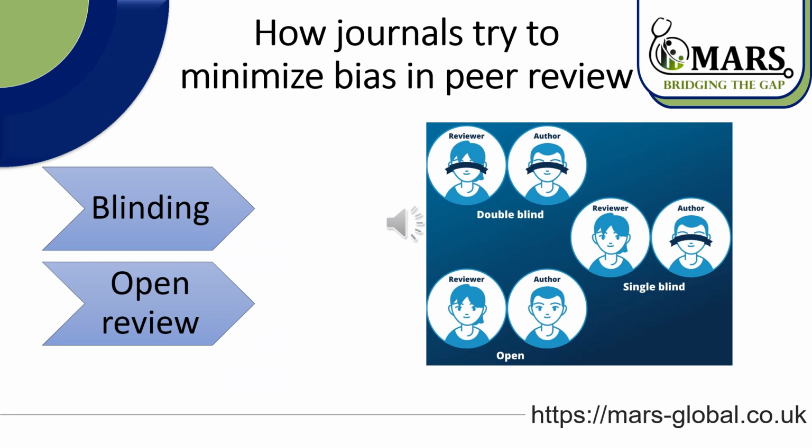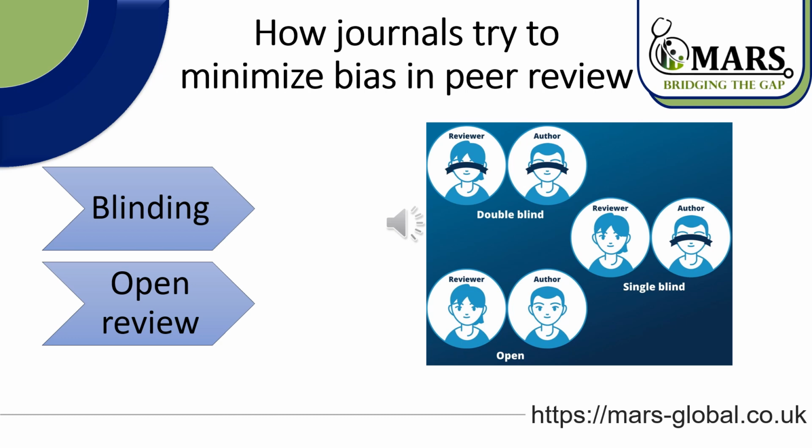Journals use different processes to minimize bias. The first process is blinding, which has two forms. The first one is double-blind peer review, in which the reviewer receives papers that don't have the authors' names or their addresses. Also, the authors don't know who has reviewed their paper.